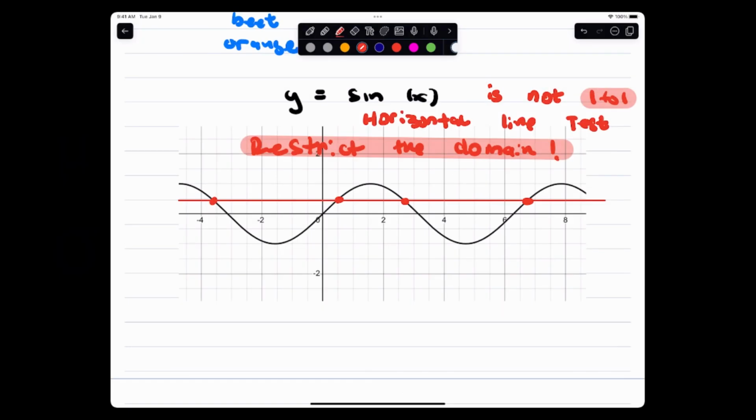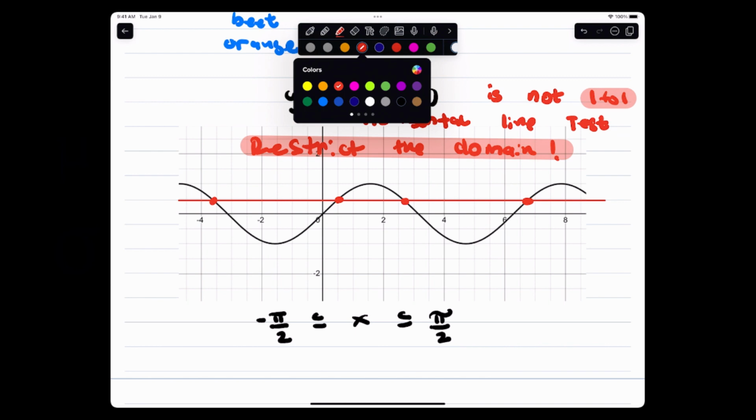So now you look at this and you say, Mr. Judge, how in the world are we going to restrict the domain now for sine? Well, we're going to restrict the domain for sine to be values of x that are between negative pi over 2 and positive pi over 2. Yes, we're going to throw some values out.